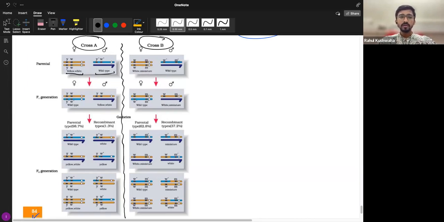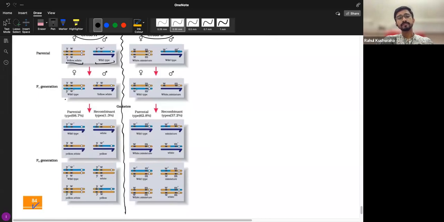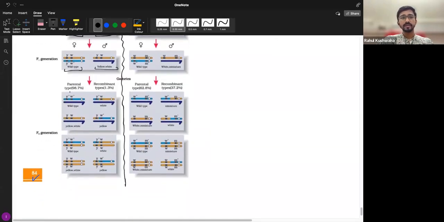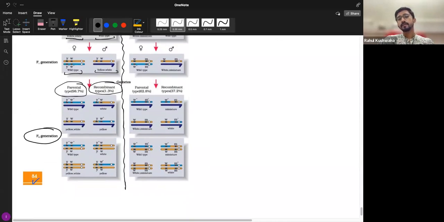Okay. So one cross was this, and about this we have already studied that when Morgan did this, in the F1 generation, either he got wild type or he got yellow and white. And when he crossed them together, he found in the F2 generation that there were 98.7% parental and 1.3% recombinant.